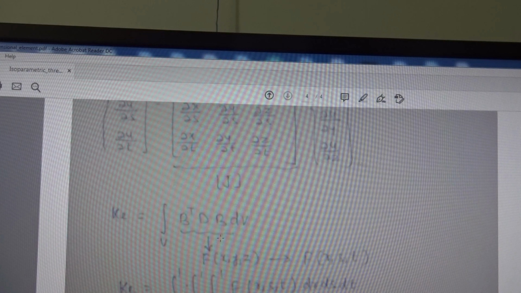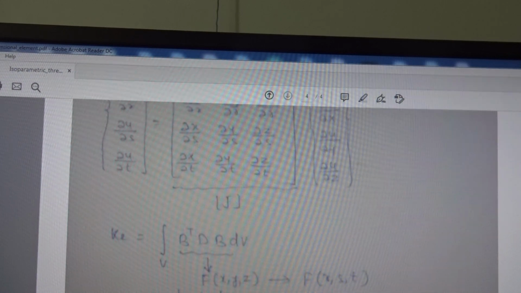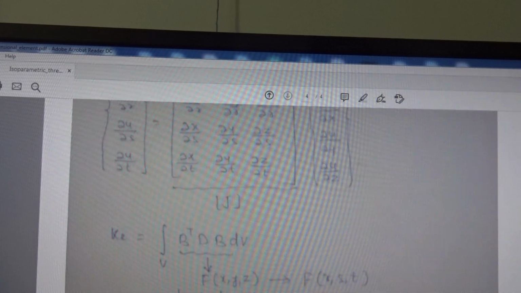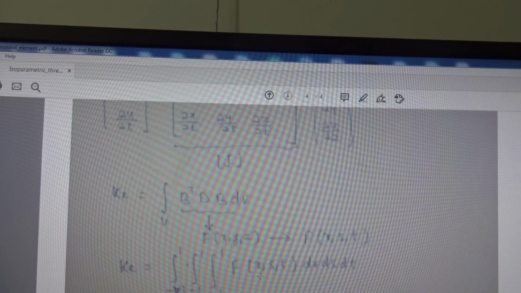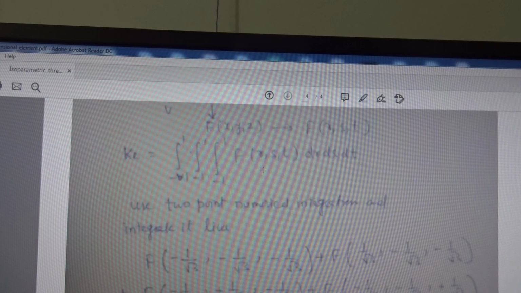All of these are already in terms of the variables. If this is in the form of x, y, z, you first have to convert into r, s, t and multiply with the Jacobi, then integrate. The Jacobi is already included in this function of r, s, t. So you have to integrate and you will get the Ke matrix. This Ke matrix is for the 3 dimensional case.